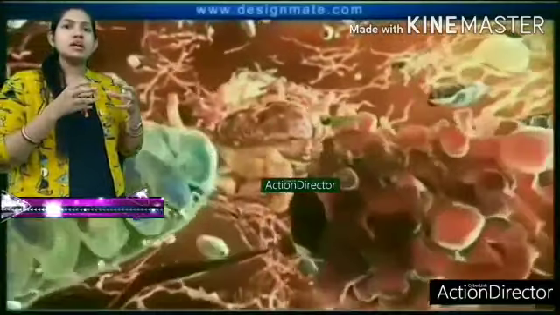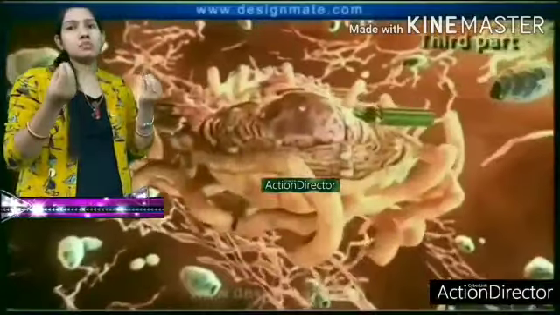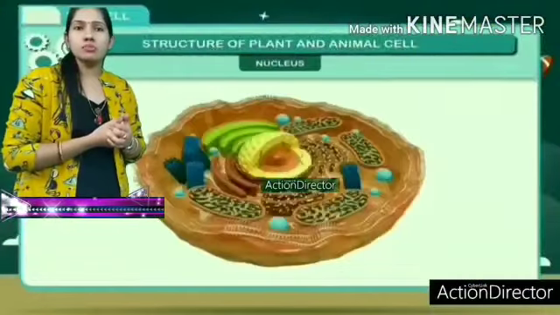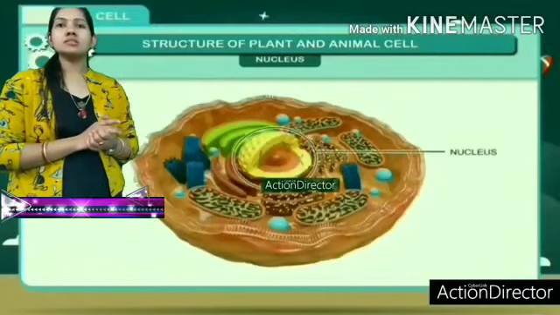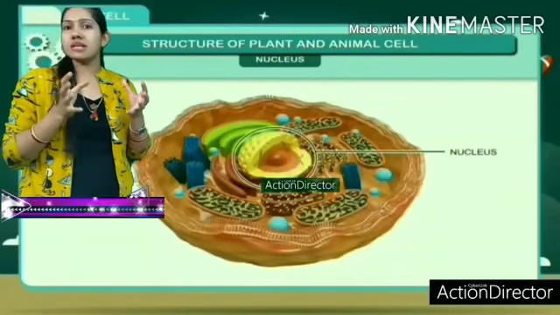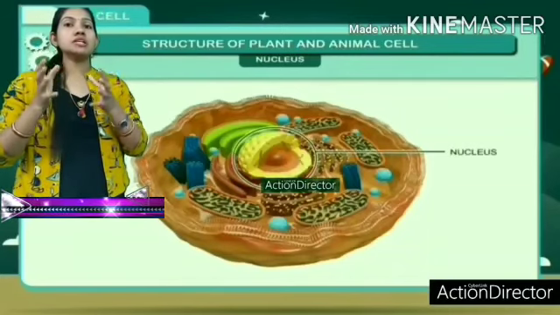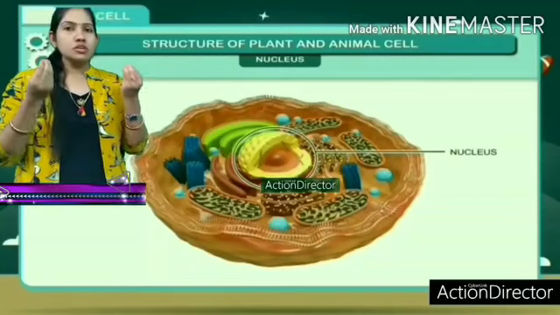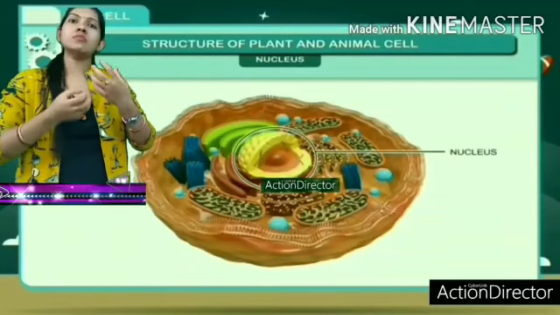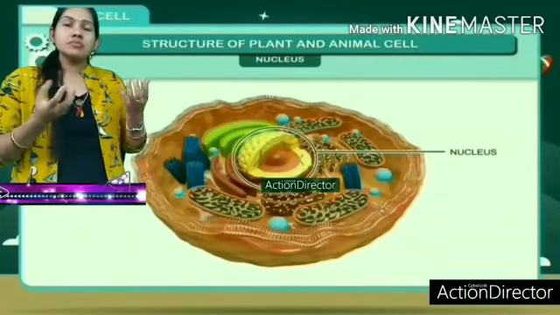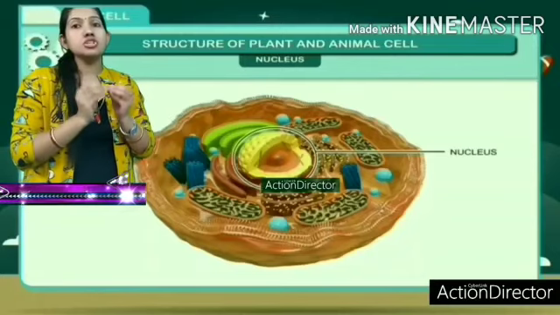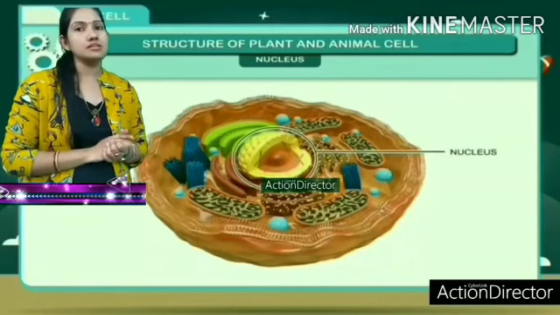If we talk about the third important part of a cell, what is it? Nucleus. Nucleus is the main part of a cell, or we can also say that the nucleus is the brain of a cell. The nucleus also contains some things, so let's discuss what all the constituents of a nucleus are.